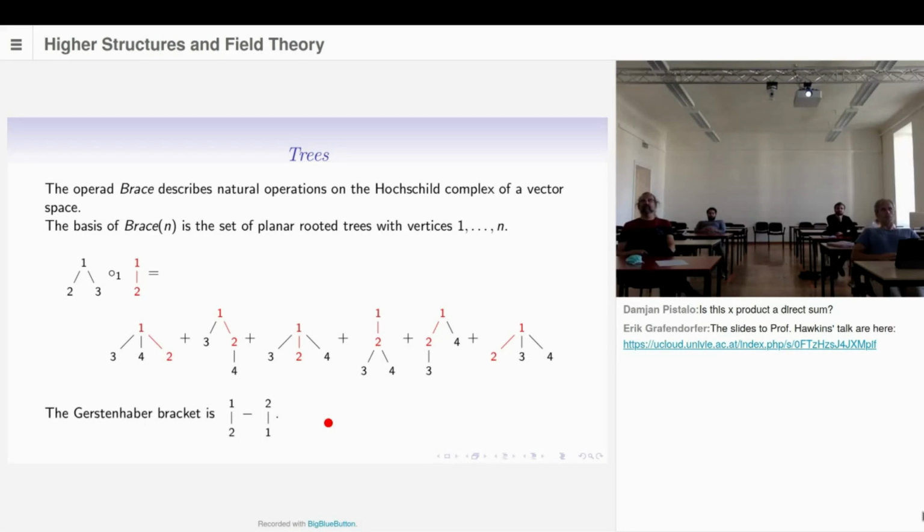So this has a basis which is labeled by planar rooted trees. The n-ary operations are labeled by planar rooted trees with vertices numbered 1 through n, and that order can be switched around. So here I have an example of how the partial composition works in this. I've got 2 trees here: this 1, 2, 3, and this one with just one edge, which I've colored red. The idea is, we're composing at 1.